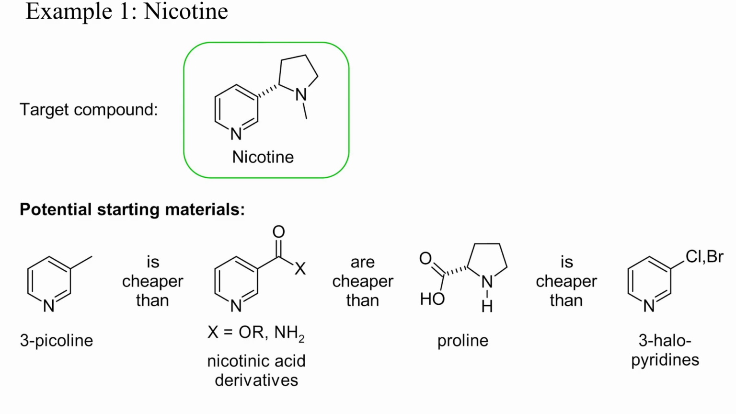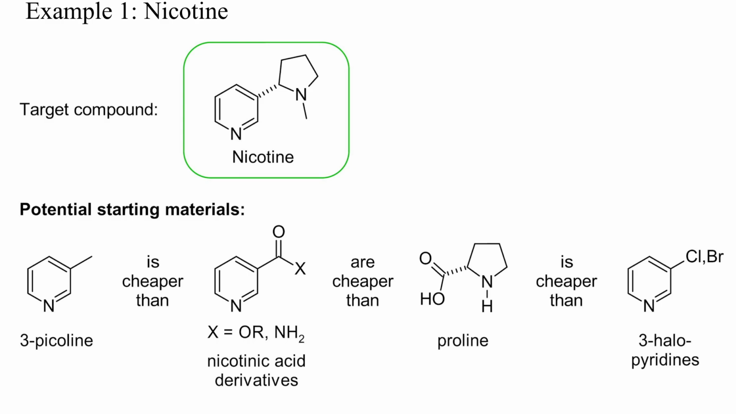Okay, let's have a look at some specific examples. We'll start with nicotine, the alkaloid of the tobacco plant. If we had to manufacture enantiomerically pure nicotine on a large scale, for instance as insecticide or to fill up vaping devices, the first step would be to compare the prices of potential starting materials.